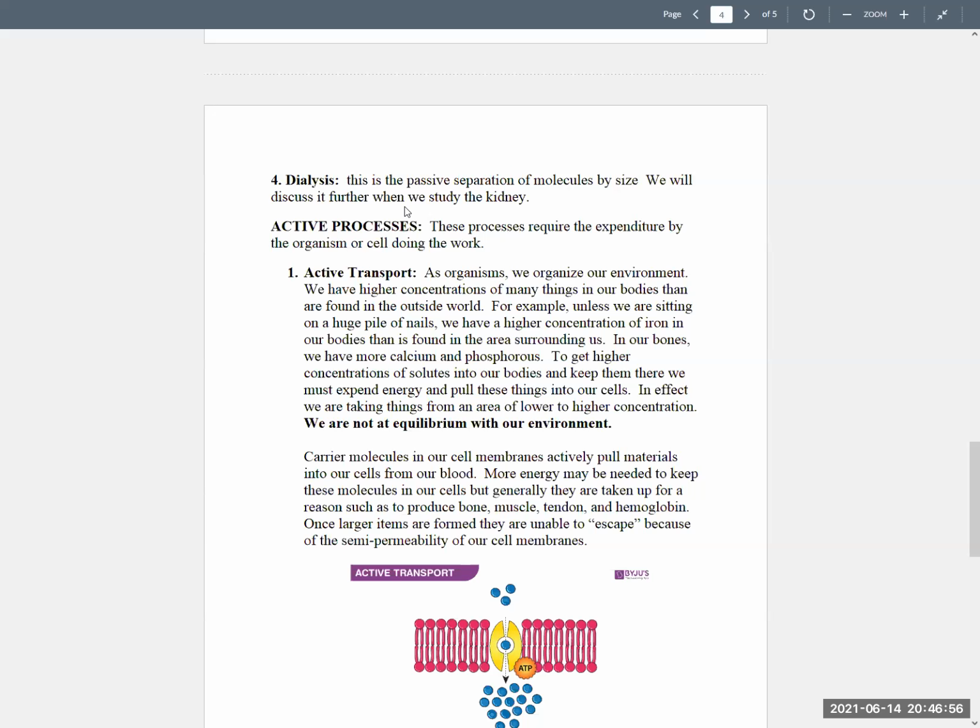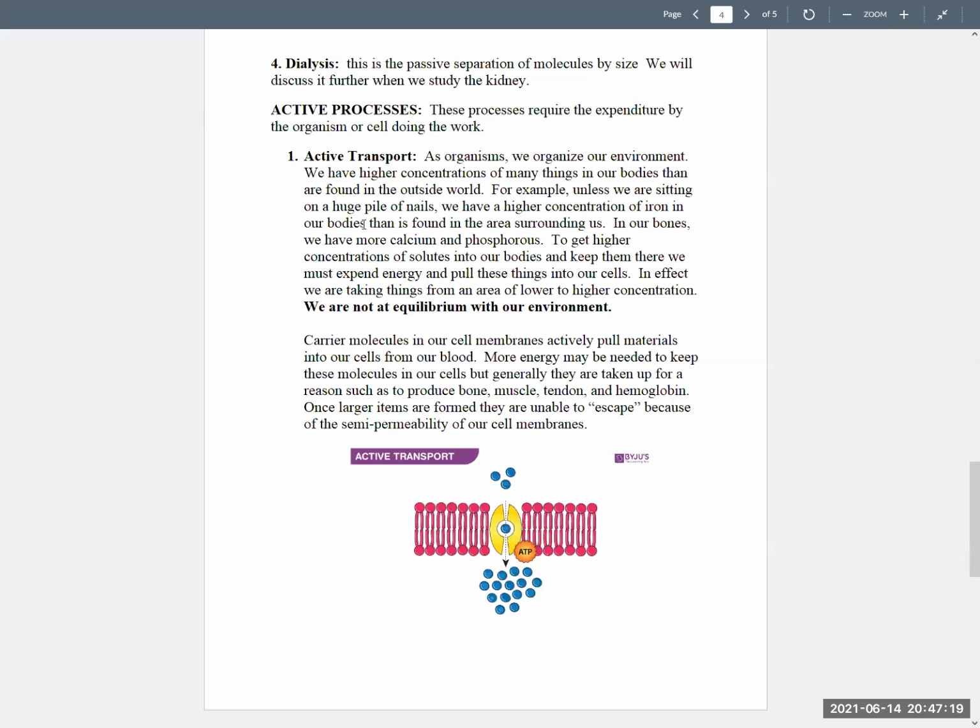Okay, active processes, these require the expenditure of energy by the organism or cell doing the work. Work is necessary. Calories are going to have to be used. Active transport is the first one.